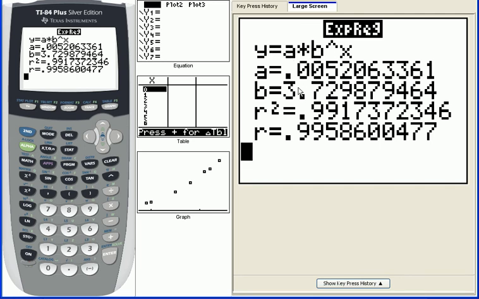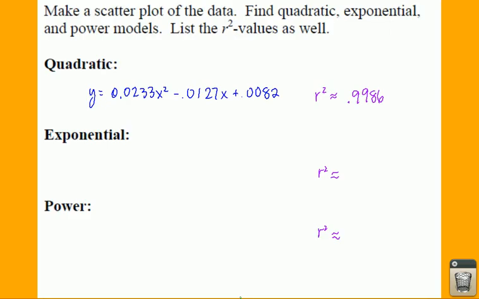So only the b is to the power of x. Your a is a 0.0052. Your b is a 3.7299. And your r-squared value is a 0.9917, so not quite as good as our quadratic. Well, let's go ahead and write these down. So we're going to have y equals 0.0052, that's your a, and then the b is a 3.7299, all to the power of x. And we said the r-squared value is going to be a 0.9917. So still a pretty good model, but the quadratic is still a little bit better.